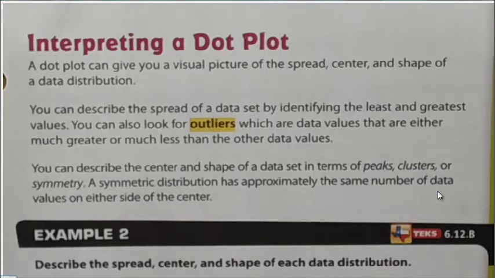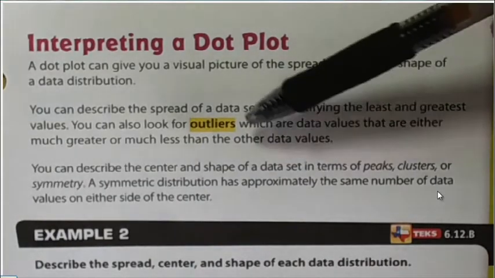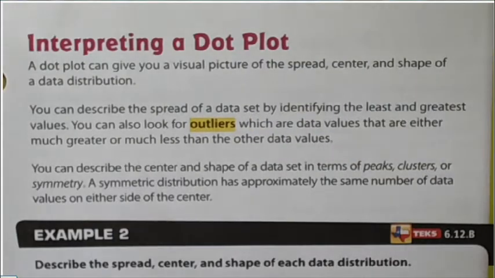Alright, so now we're on page 499, interpreting a dot plot. What I want you guys to do is go ahead and read through all this, especially the highlighted word outlier. So go ahead and pause the video now and read over that.